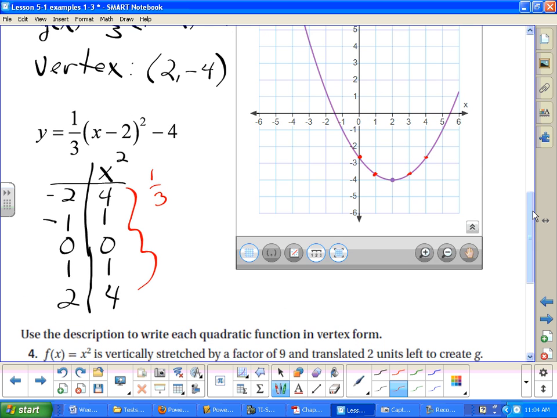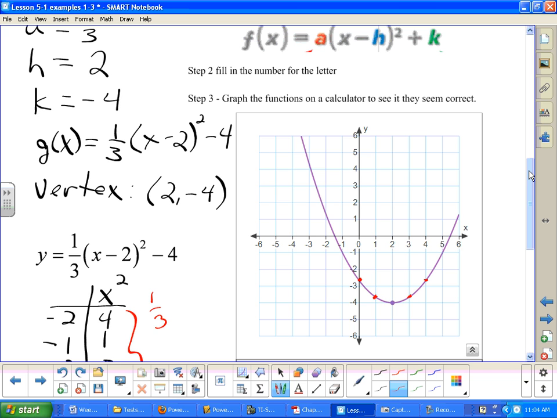So our function we would have, g of x equals 1/3 times the quantity (x minus 2) squared minus 4. And we check the graph. It went over 2 and down 4, so the vertex is at (2, -4). And then when it goes up, it doesn't go up as fast. It's compressed.